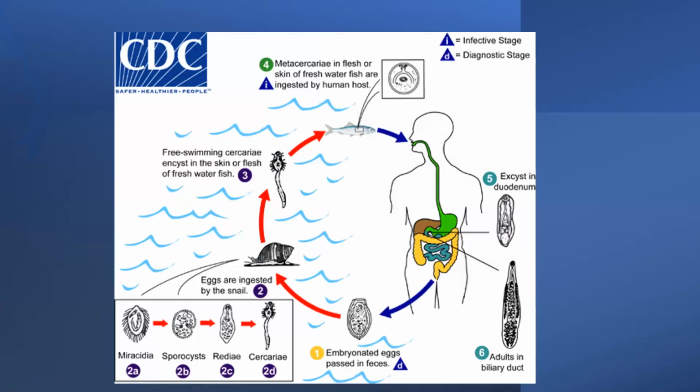And so oftentimes these flukes are going to be transmitted through snails. The embryonated eggs will be ingested by a snail. And then in the life cycle of these worms, they'll basically be released from the snail. In this case, they infect an intermediate fish, and then humans get it through eating undercooked fish.